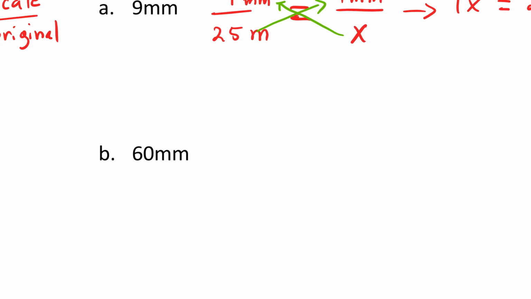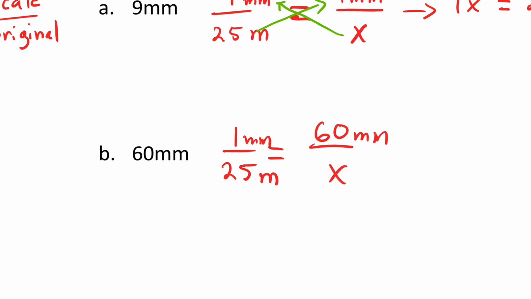Now we have 60 millimeters. We're going to use the same scale factor. So we have the 1 over 25 equals, we have our 60 millimeters of the drawing. So the 60 goes on top because we have millimeters on top and meters on the bottom. And we have our x here. We're doing our cross multiplication.